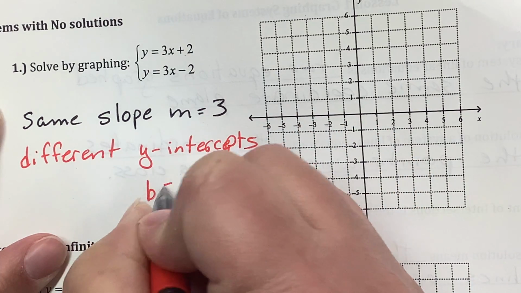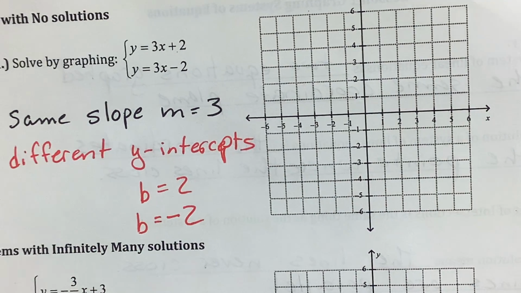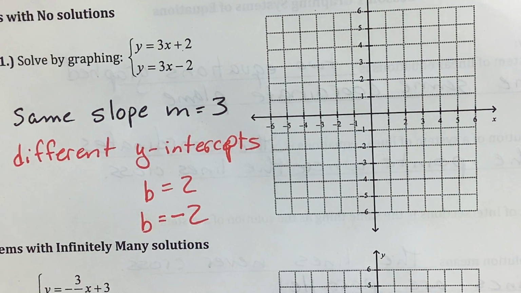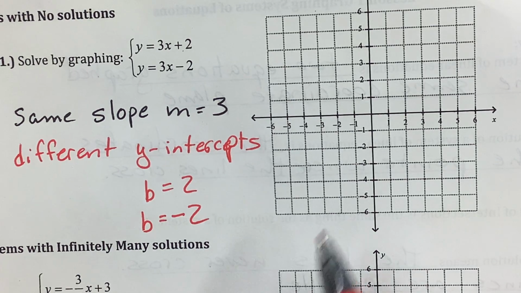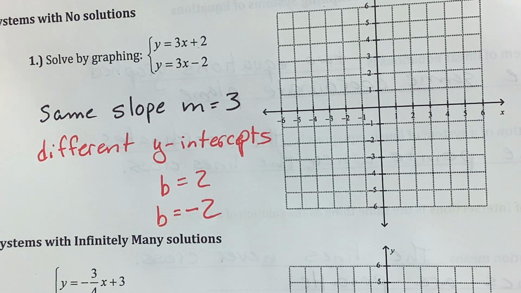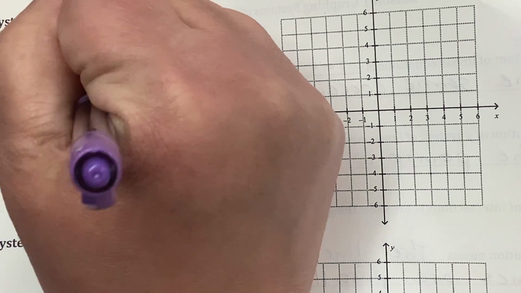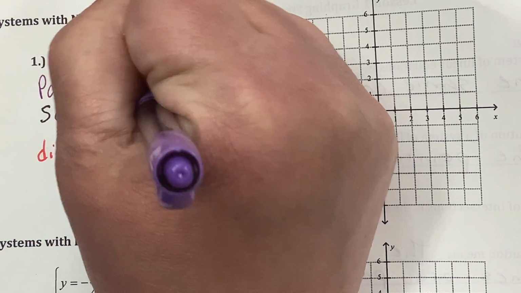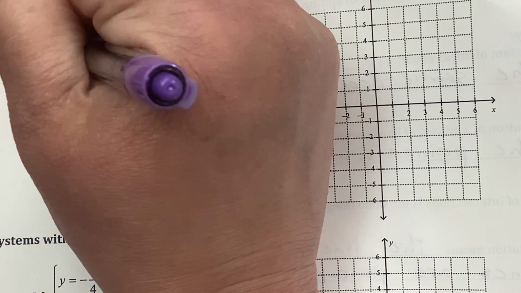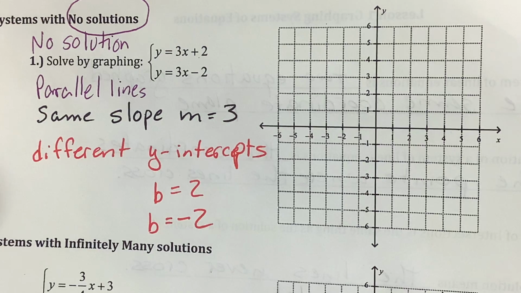They have b equals 2 and b equals negative 2. So that means that these lines are going to have what? No solutions. These are parallel lines. So I'm just going to write that over here. Parallel lines. So this is going to have no solutions. No solutions. So let's graph them.